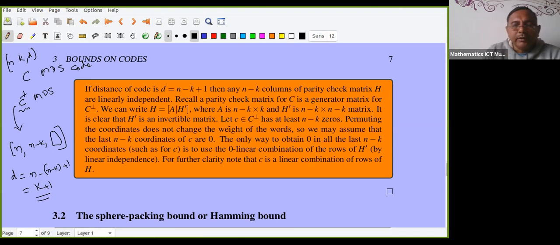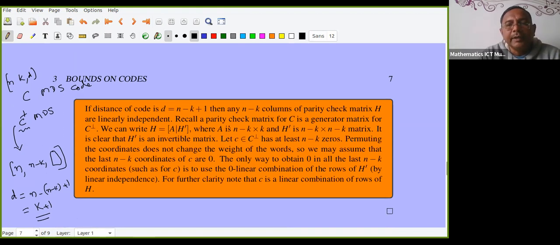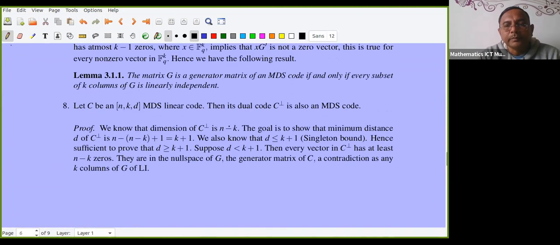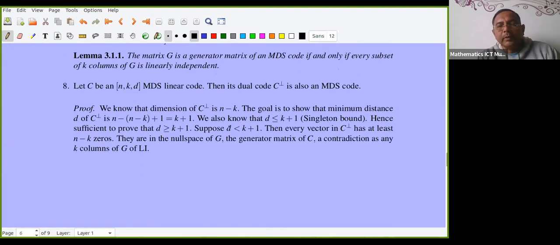Let me state here, give me one minute. So here I wrote something that may make it clear to you. The goal is to show that the minimum distance d of C perp is equal to k plus 1. We know that d is less than or equal to k plus 1 already, correct? Why? By the Singleton bound, right? Hence it is sufficient to show that d is greater than or equal to k plus 1. Suppose d is less than k plus 1.